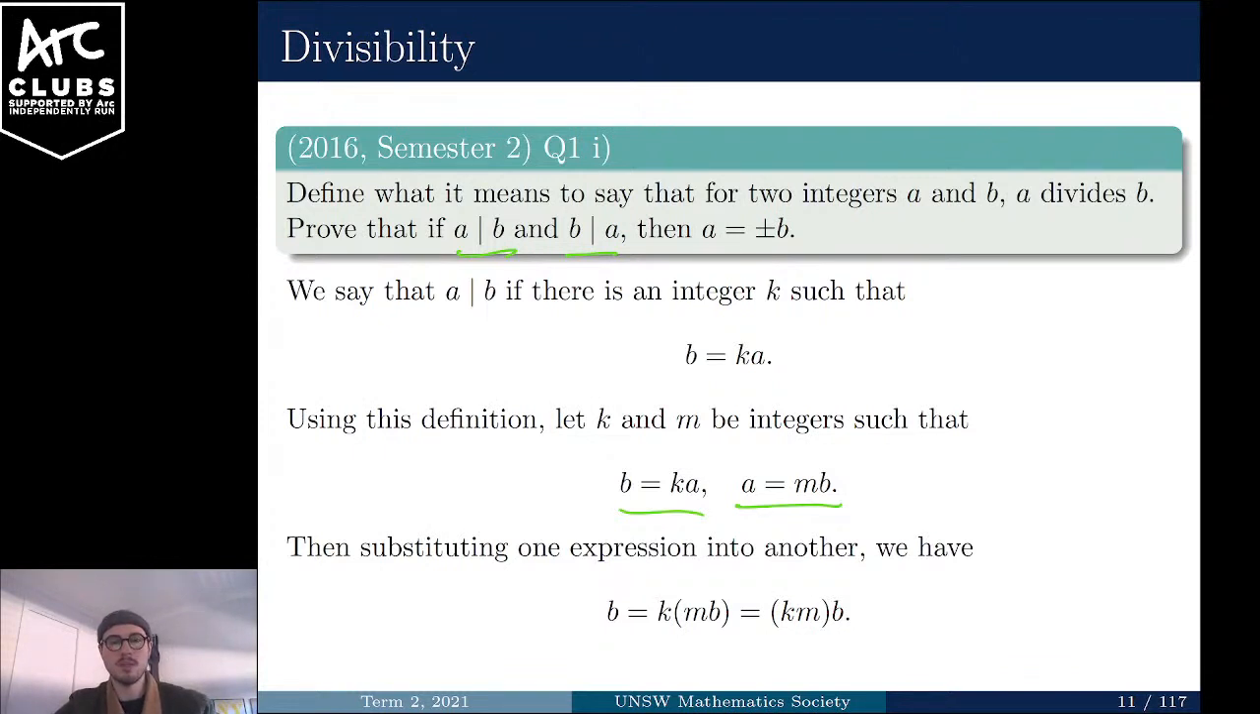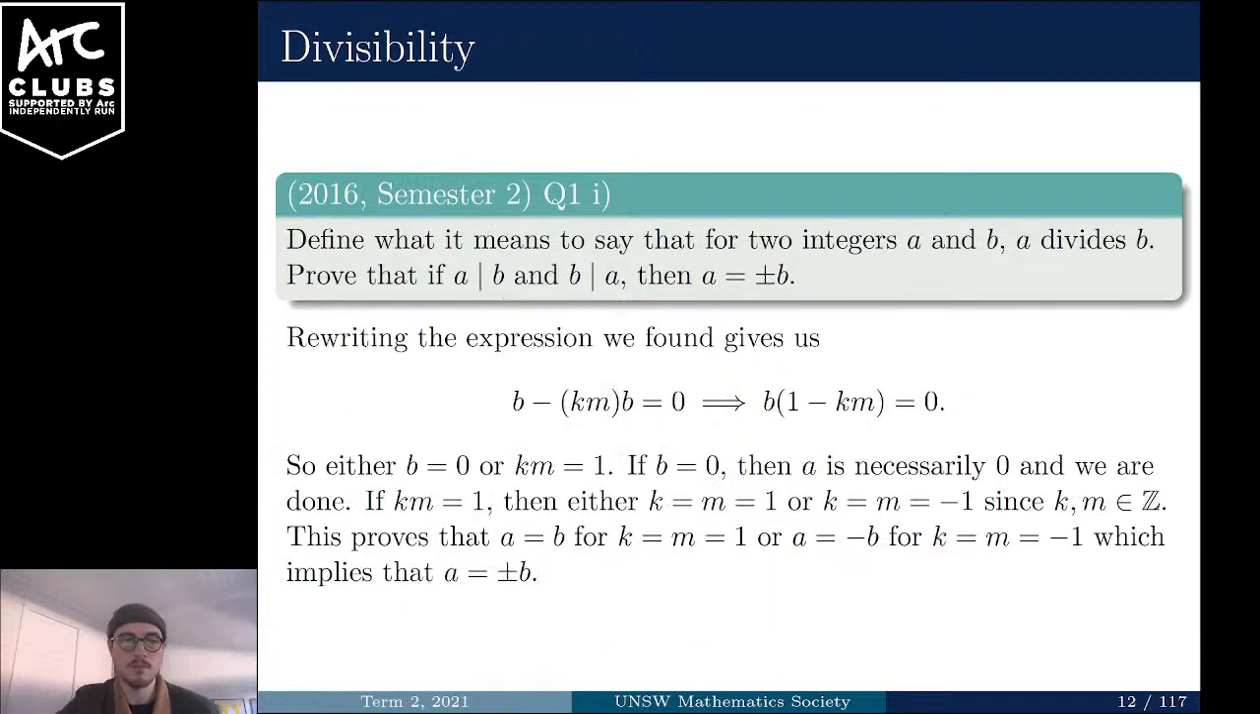Now we're going to substitute one expression into the other, right? So we've got this expression for a. Now we're going to put that expression into the first one, and then we get this result. So b is k multiplied by mb, and then using associativity, because that's one of the properties we listed above, we can move things around. So we've got km as our multiplier times b. So now we've got b on both sides. So let's move it across and try to solve for b. We move it around, we factor it out using distributivity, and then we get this.